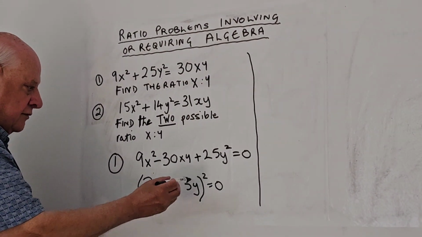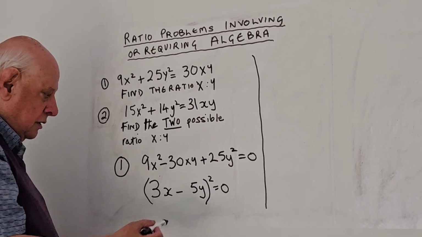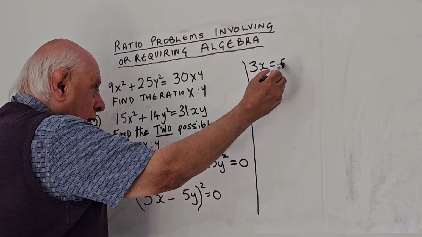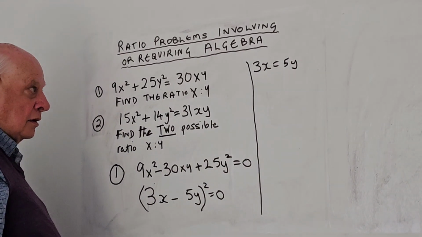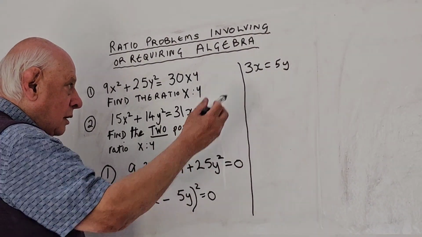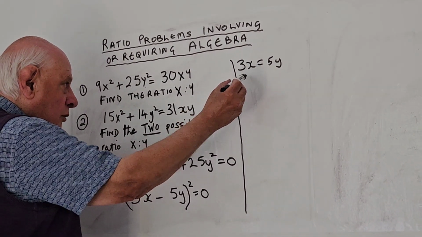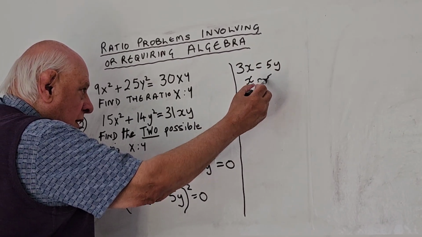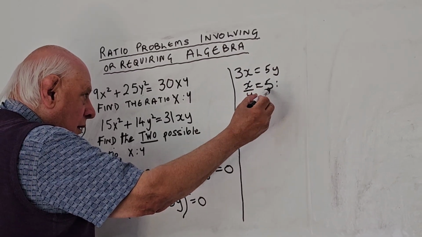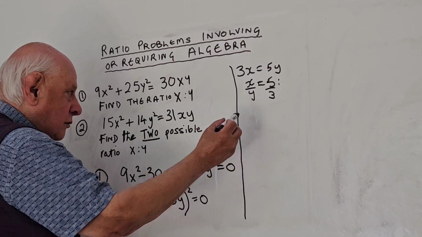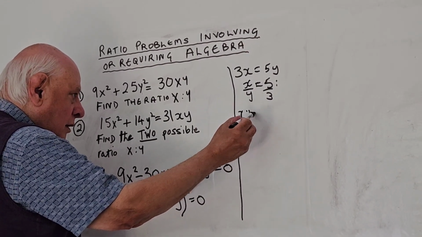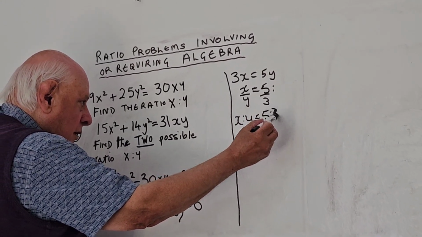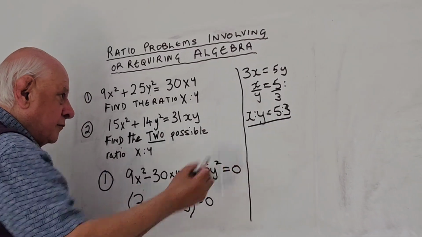What this means then is that 3x minus 5y will be 0, and so 3x equals 5y. You divide both sides by y and by 3, what you get is x over y equals 5 over 3. And so the ratio x to y is 5 to 3. That completes the first one.